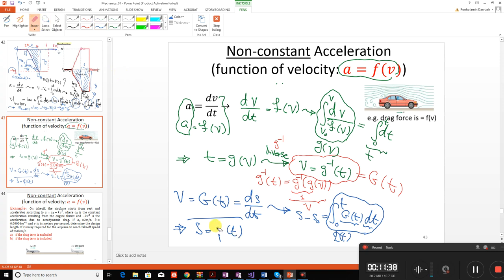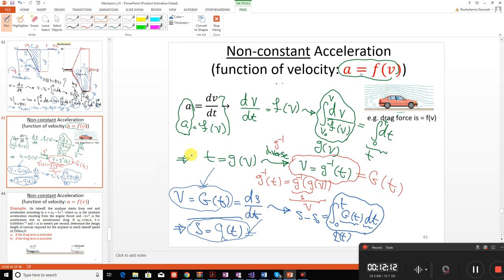And this is what we want. We always want velocity as a function of time and displacement as a function of time. You see, the acceleration was a function of velocity, yes, but at the end what we want to have is velocity as a function of time, and this is always what we prefer: to have velocity and displacement as a function of time.